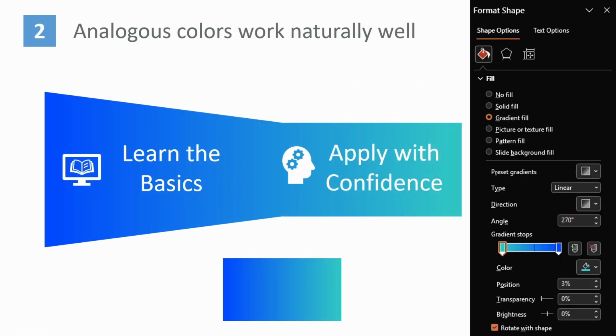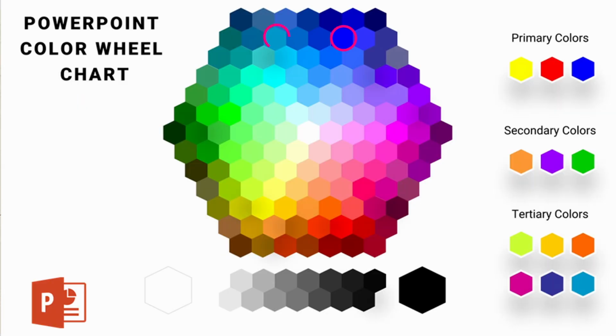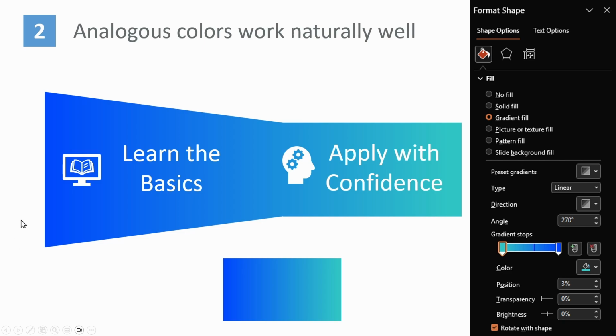Number 2, analogous colors work the best. So colors next to each other on the color wheel, for example, blue and teal, orange and pink. The adjacent colors work the best when creating gradients. Here I have an example for you where I have used blue color and teal color, and they look really smooth because they do share position next to each other on the color wheel. So it's only natural that they get along well in the gradient format.